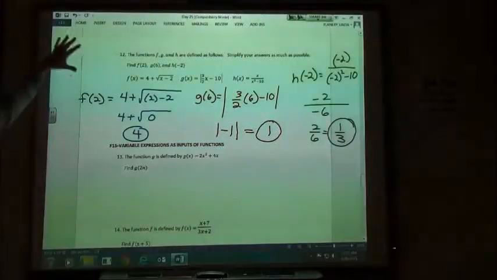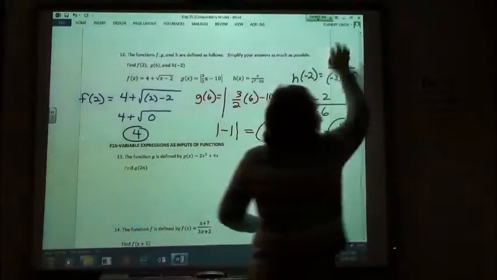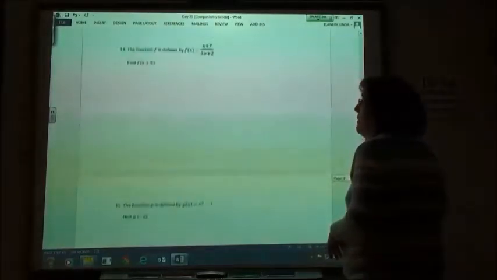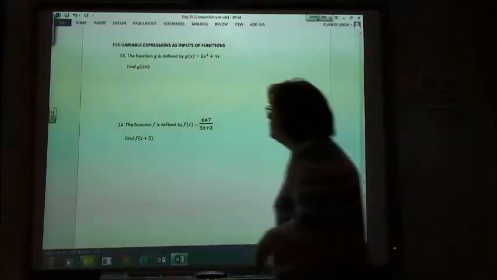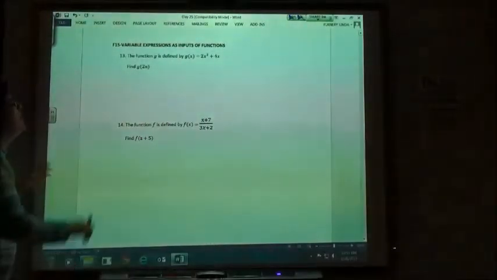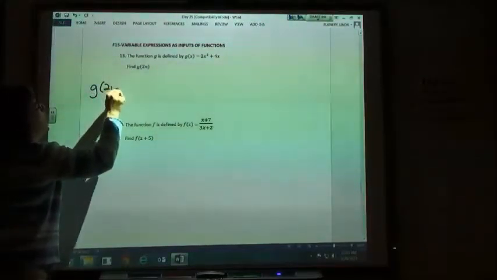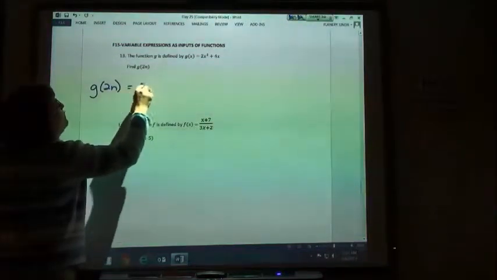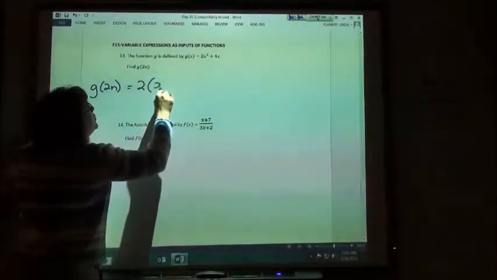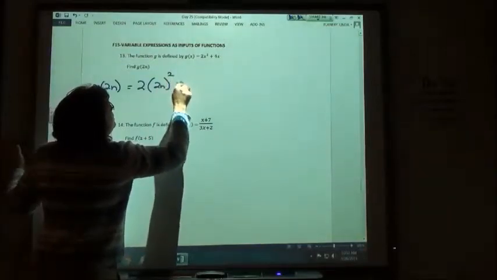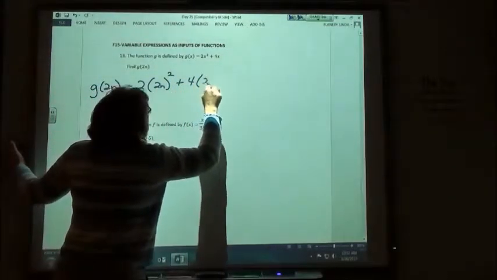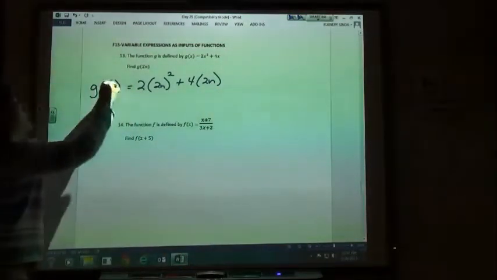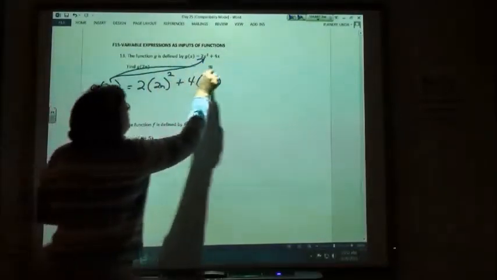So we've done those with numbers. Now 13, 14, and 15, we're going to do them by putting things with variables in and simplifying what we can. Same kind of thing. If I'm going to do g of 2n, everywhere there's an x in parentheses, I'm going to put 2n. So I'm going to have 2 parentheses, 2n squared plus 4 parentheses, 2n. So I put this in here and in there.